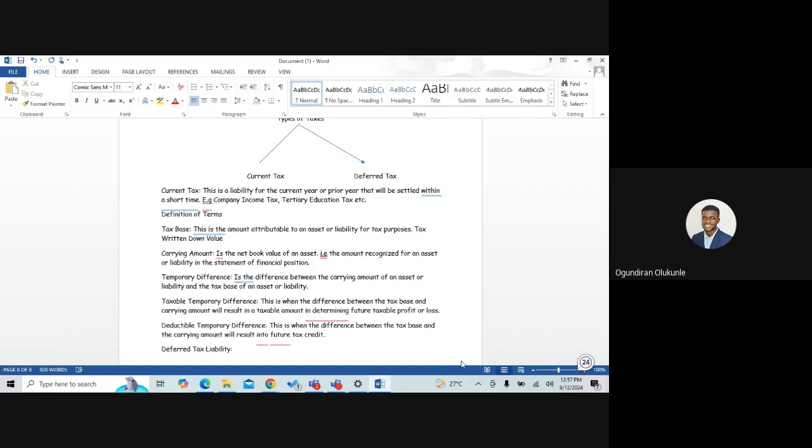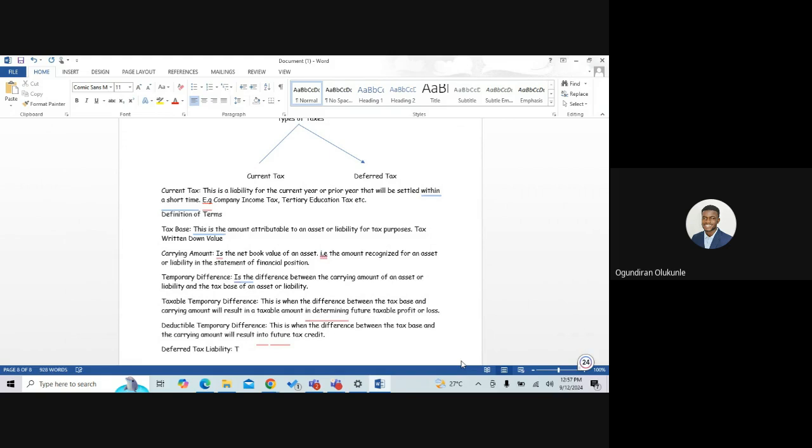Well, any case that results into a taxable temporary difference would definitely result into future tax liability. Do you understand now? So if it's going to result into future tax liability, that future tax liability that we derive today is referred to as deferred tax liability. Do you get that now? Okay, sir.